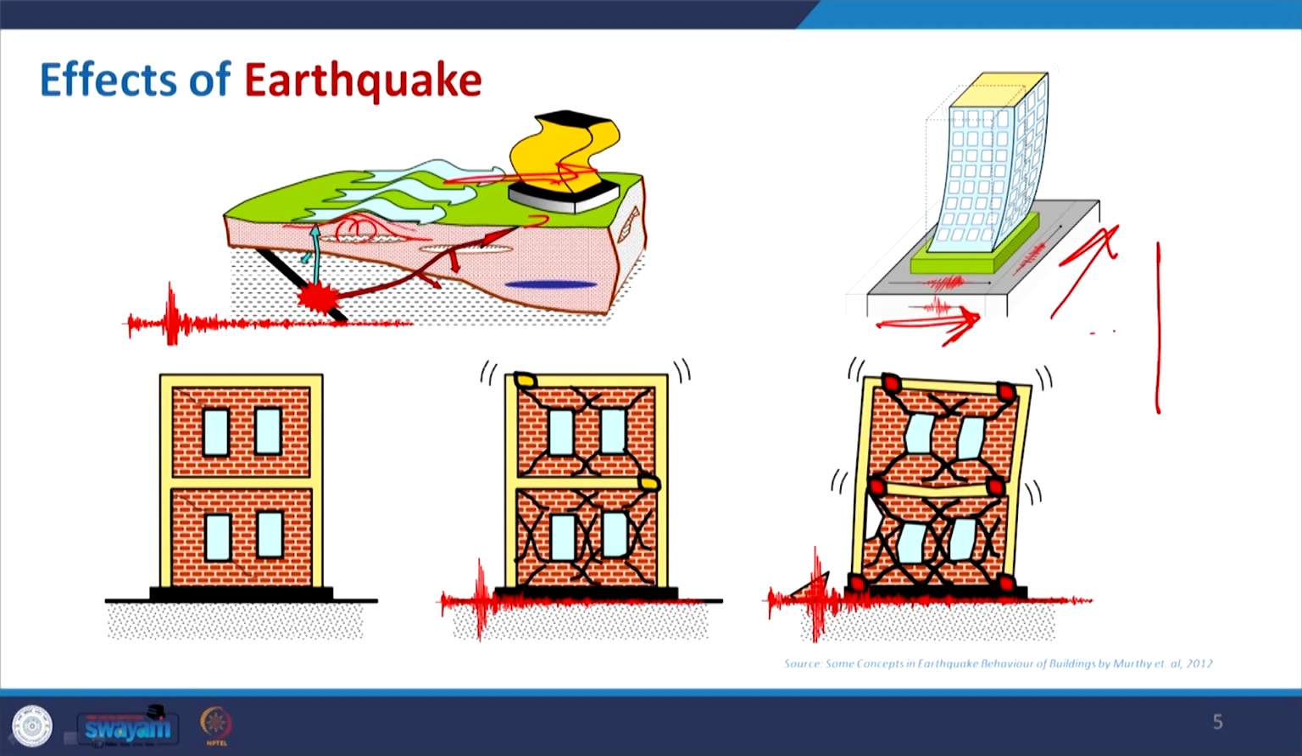If you have the axes x and y, first it will try to move this side, and at the same time it will try to move this side. So it is basically movement in both x and y directions, and then if the building is not properly designed with a structure that is resilient to the earthquake, it may get damaged. It may have minor non-structural damage, or sometimes it is a total collapse.